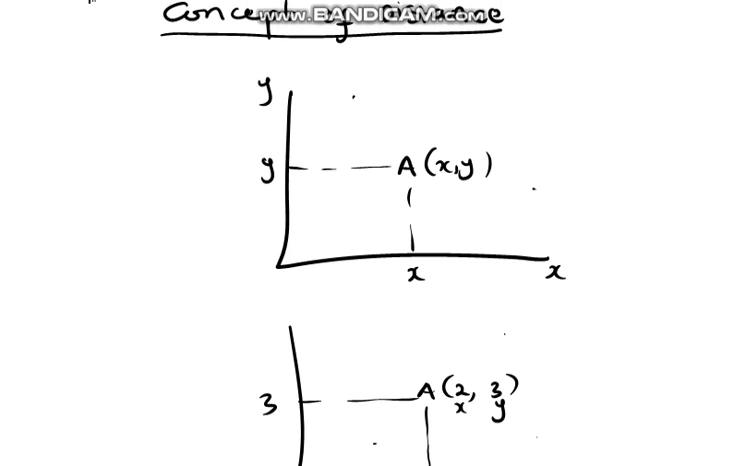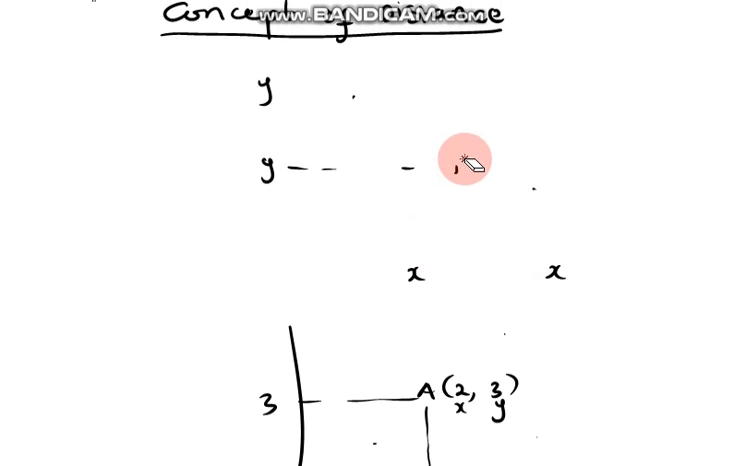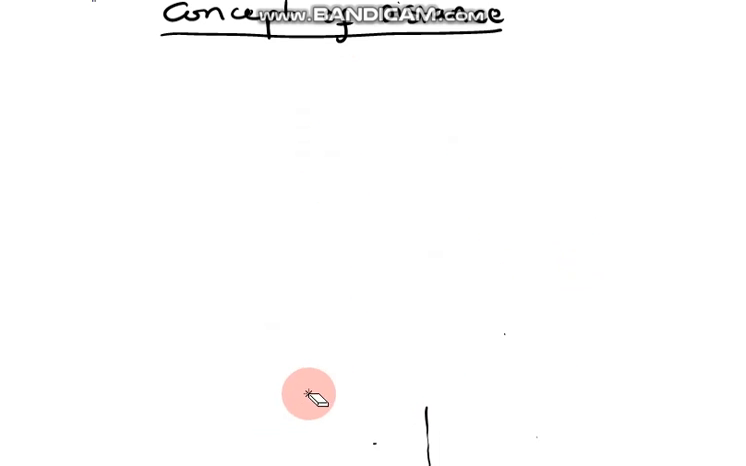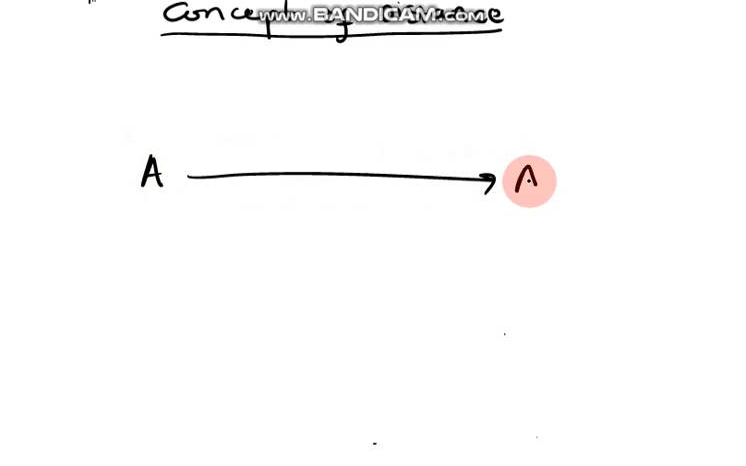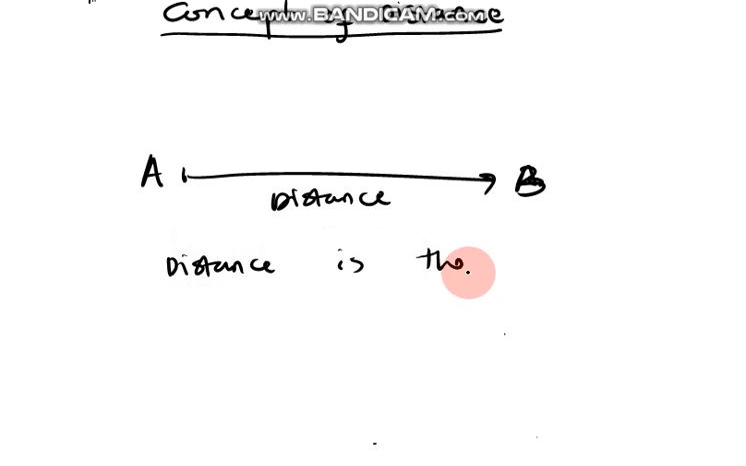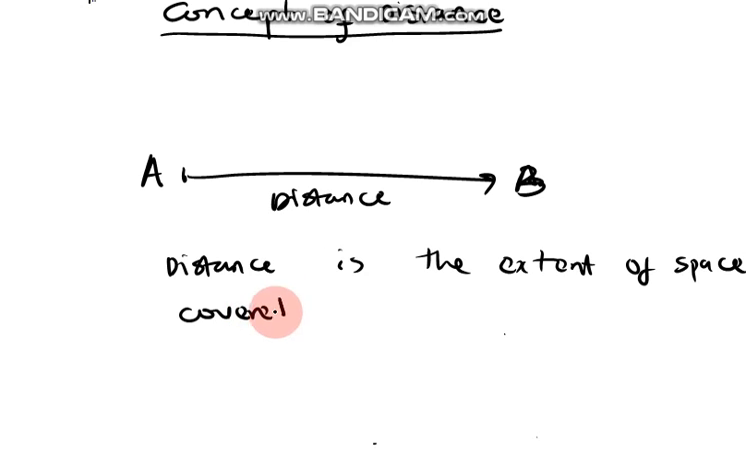Now, distance, as we all know: we can have a body moving from one point to the other, and we say that the body has covered a distance, right? So what do we mean? For example, if a body moves from point A to point B, it has covered a distance. It has moved from its initial position to its final position. Therefore, distance is the extent of space covered.